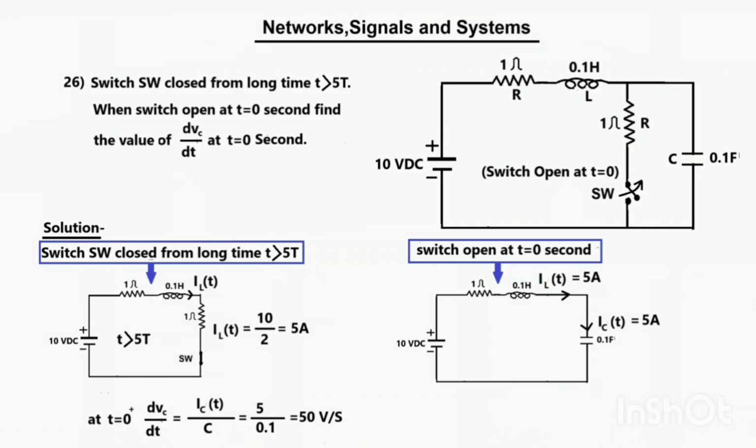Hello. Question 26. Switch SW closed for a long time, much higher than the time constant. When the switch opens at time t equal to 0 seconds, find the value of dVc/dt at t equal to 0 seconds.